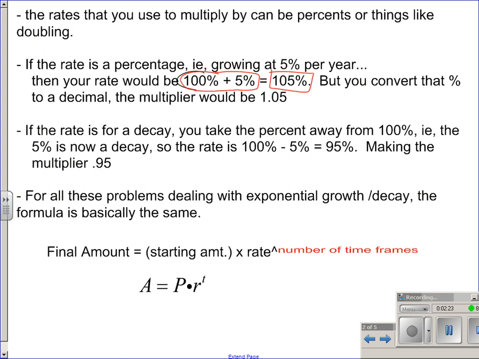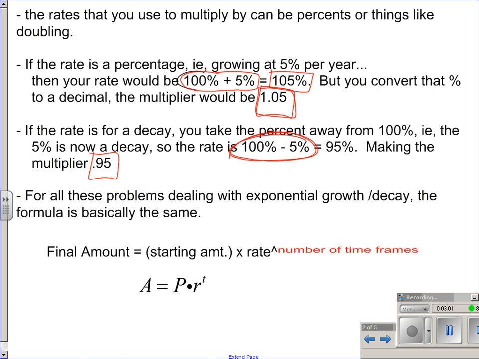So we're talking about exponents, which means you're multiplying. So take that percentage, turn it to a decimal. Our multiplier would be 1.05. That's what we would multiply by every single time frame. If it's growing at 5% per year, every year you multiply by 1.05. If it was a decay, now we're talking about subtraction. We're taking away, getting a smaller value. So you got 100% less 5%. And so then again, that's 95%. Turn that to a decimal, the 0.95 becomes your multiplier.